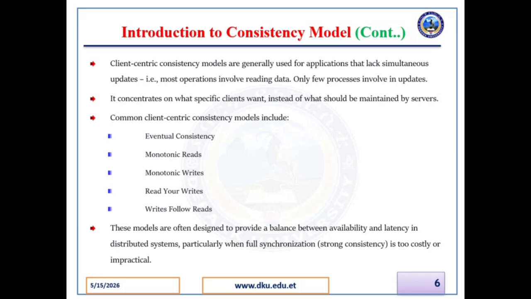Let's discuss some common client-centric consistency models. The first is eventual consistency, and the second is monotonic reads. The third is monotonic writes, the fourth is read your writes, and the last one is writes follow reads. Those models are often designed to provide a balance between availability and latency in distributed systems, particularly when full synchronization, that means strong consistency, is too costly or most of the time impractical.